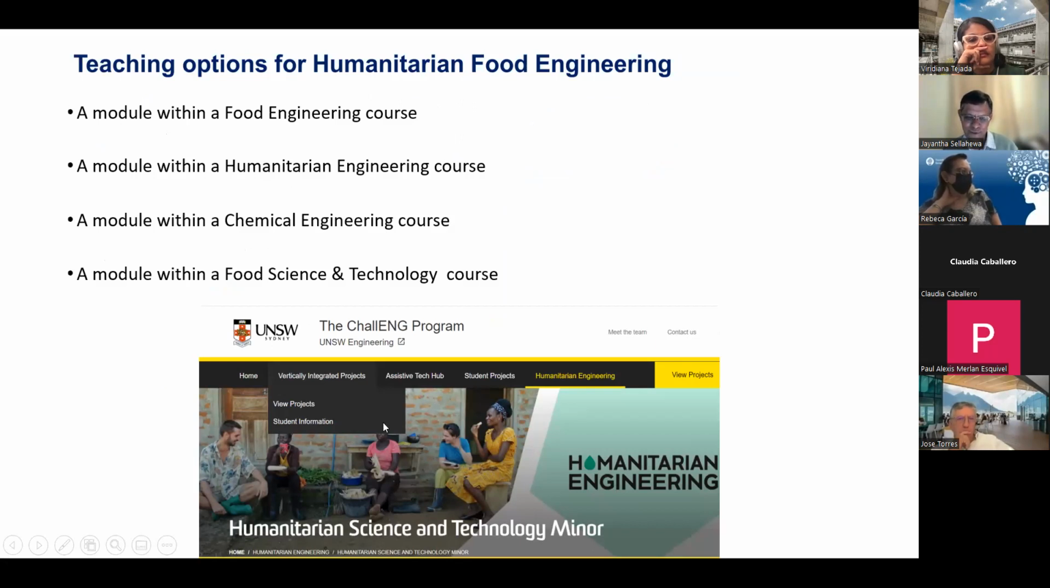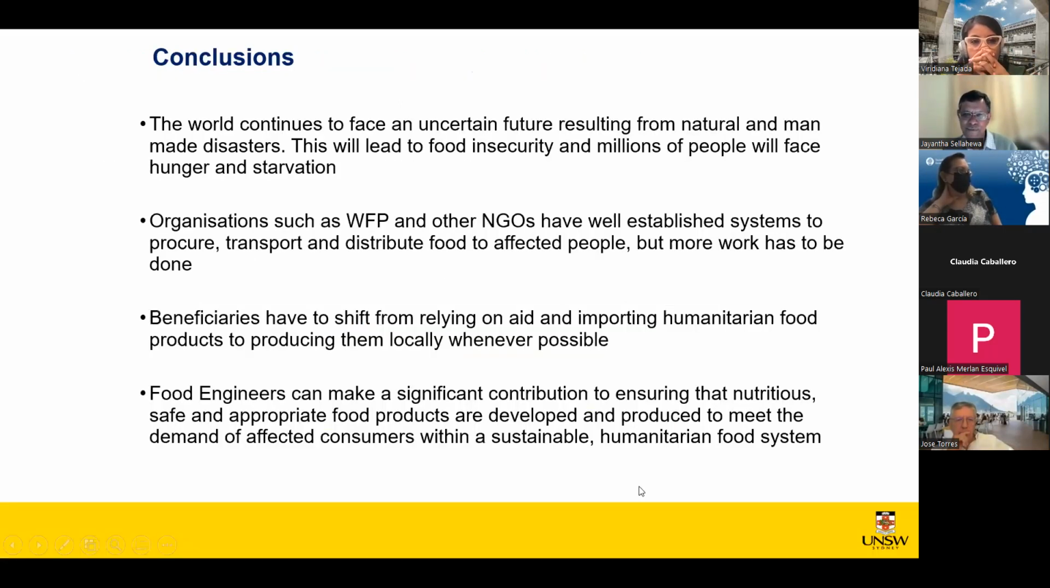So this is one example. This is in the University of New South Wales in Sydney. This course was launched last year in the School of Chemical Engineering in the food group. What we are doing is offering students in food science and technology a minor in humanitarian science and technology in conjunction with the humanitarian engineering school. So that is something for you to think about.